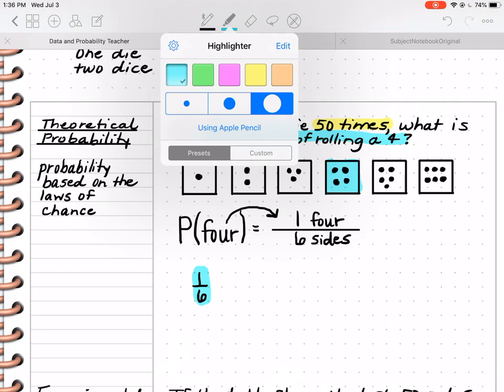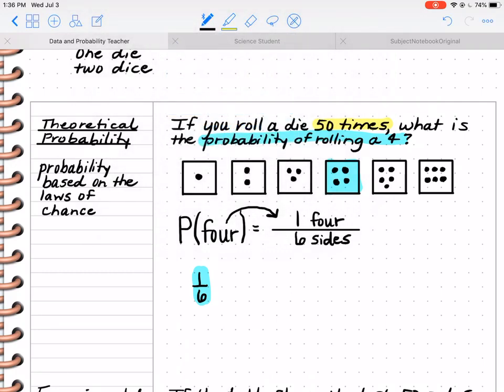But how many times do we want to roll our die? 50 times. Times 50. So on your calculator, using your fraction key, and if you don't know how to do that, I want you to go back and watch the tutorial. 1 ABC 6 times 50 equals 8 1/3.